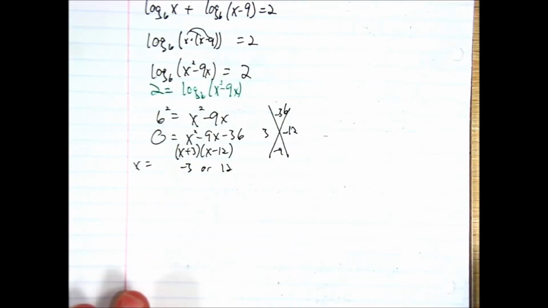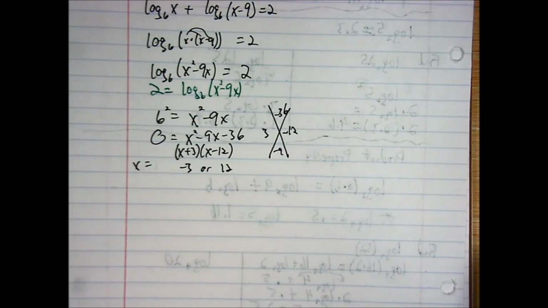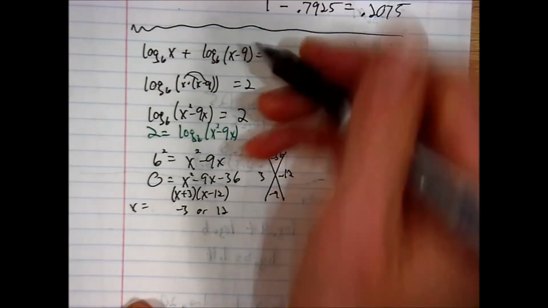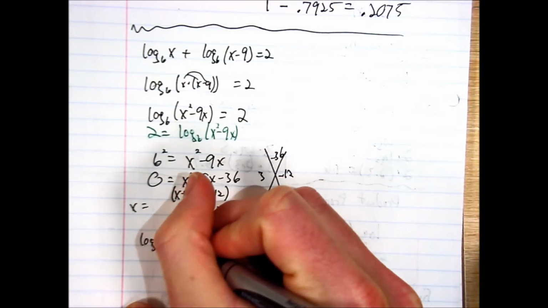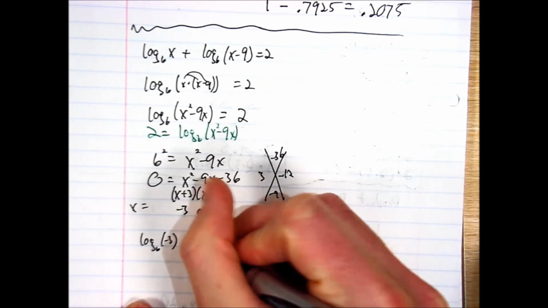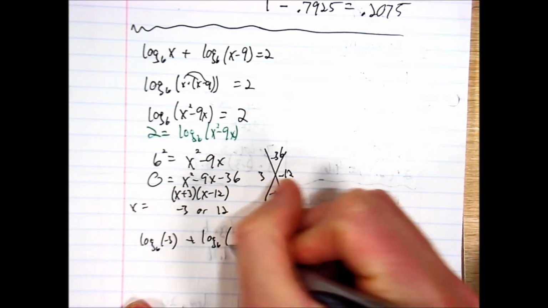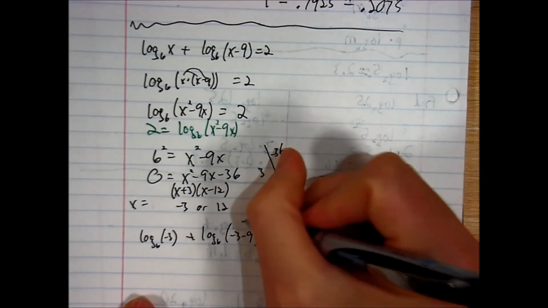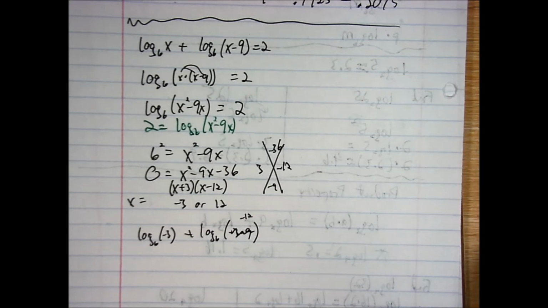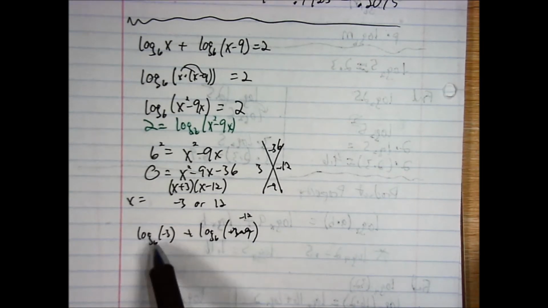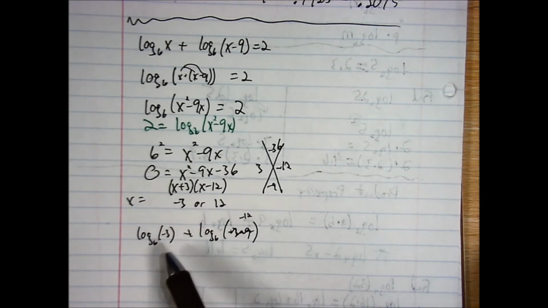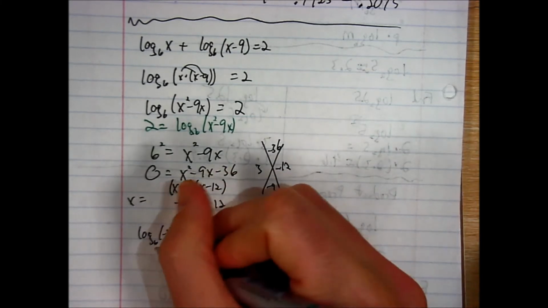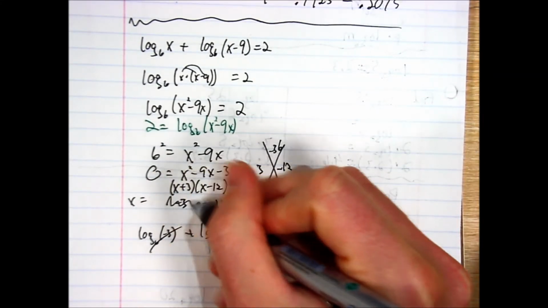Remember, opposites. Okay? Now we have to test those out. Meaning we got to put them back in. So put them back in up top. Log base 6 of negative 3 plus log base 6 of negative 3 minus 9. Okay, that's going to be a negative 12. Alright? And our rules for logs is that they have to be positive. We can't have 0 or negatives. So this is a no-go. So negative 3 is out.